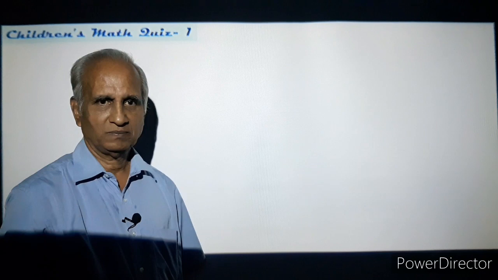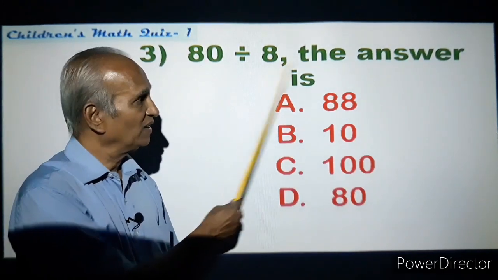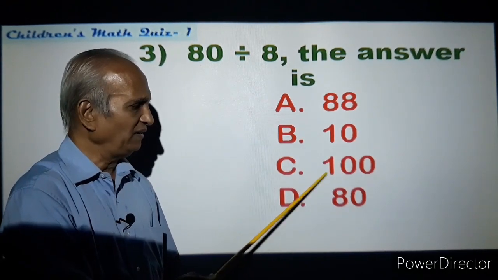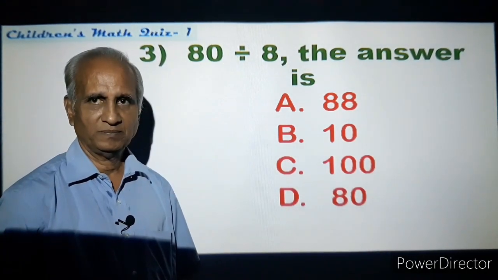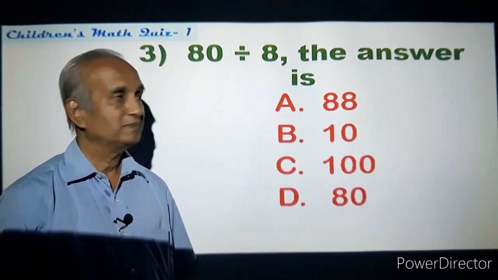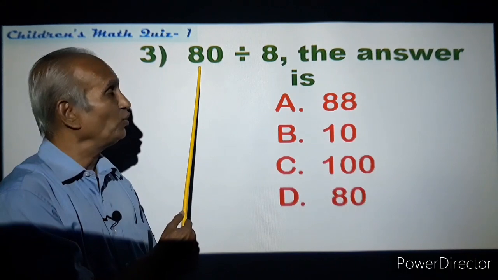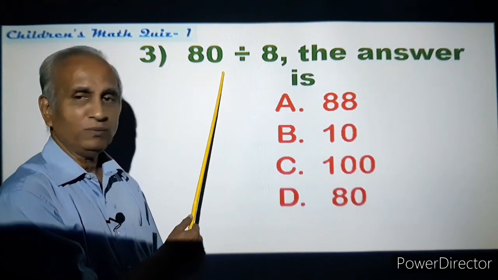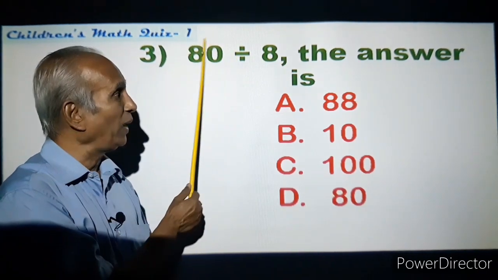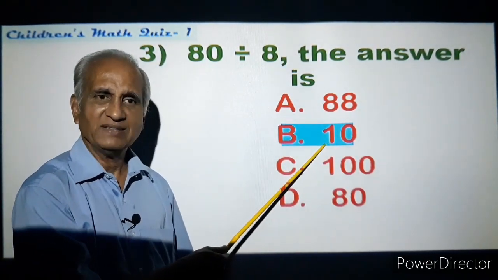Third question. 80 divided by 8. The answer is 88, 10, 100, 80. It's simple. 80 divided by 8. 8 goes once here. And 0, here you get only 0. So it is 1, 0 or 10. B gives you the option 10. That's the answer.